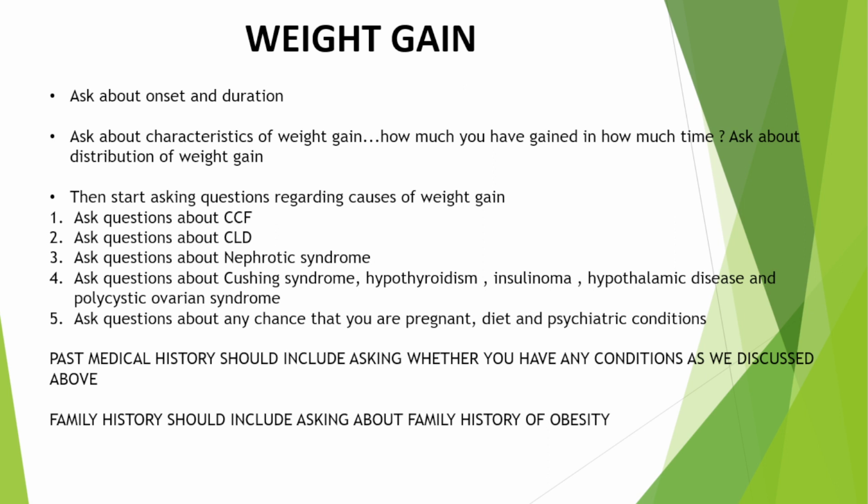So we ask about the onset and the duration, because acute onset of weight gain is most likely fluid retention. So onset is important in that context. If it is progressive in nature, then most likely it is some other cause. But acute onset is almost always fluid retention. Then we will ask about duration, for how long the patient has had these symptoms. Then the characteristics of the weight gain: how much weight have you gained in how much time, and did you actually weigh yourself, or are you just presuming that you have gained weight by the change in the size of your clothes?